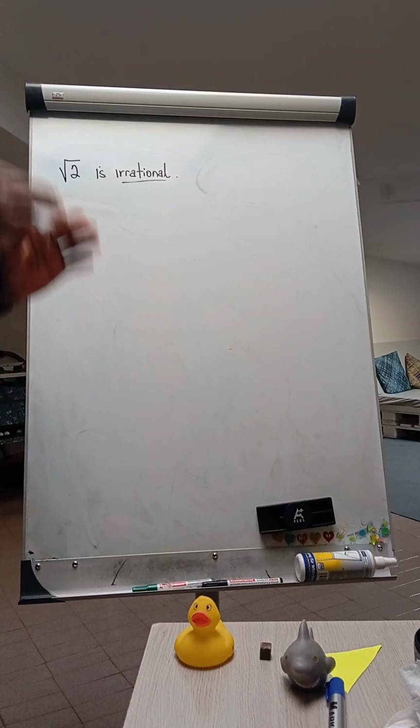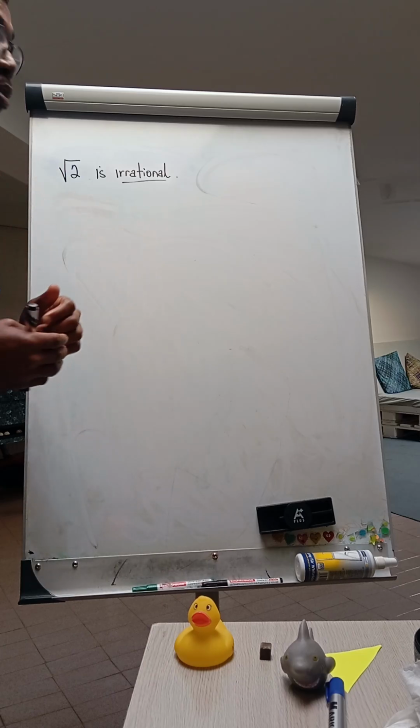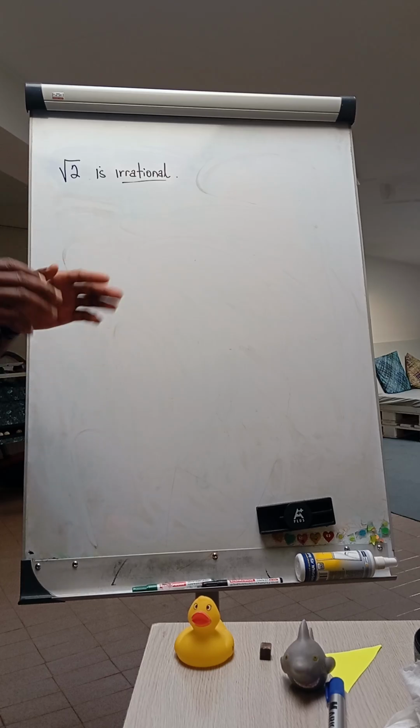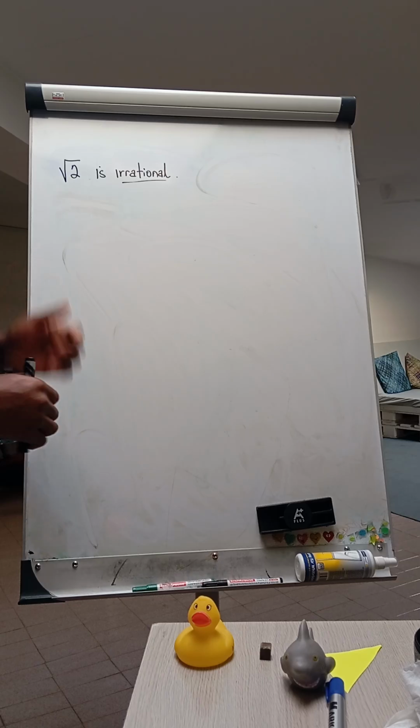Hello, everybody. Today we have a problem before us. A problem. And what do we do to problems? We attempt solving them. So the problem we have before us is: the square root of 2 is irrational. Prove that the square root of 2 is irrational.